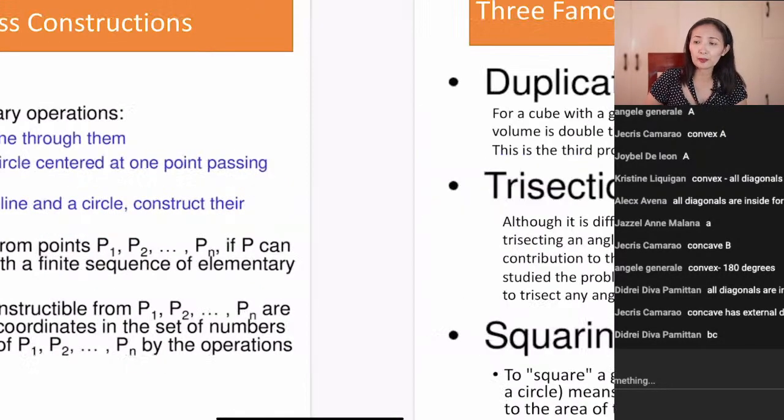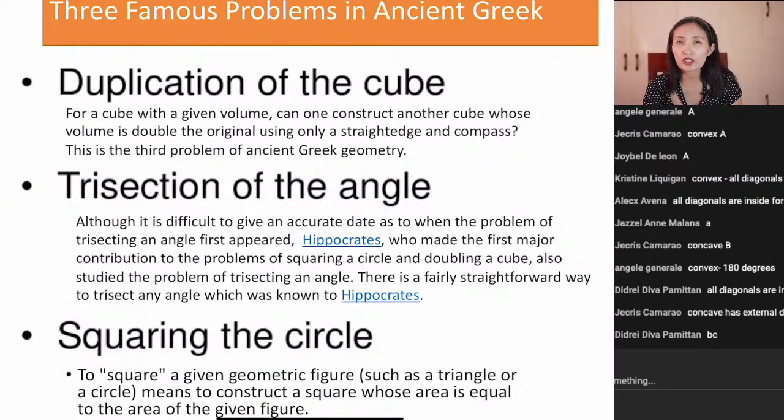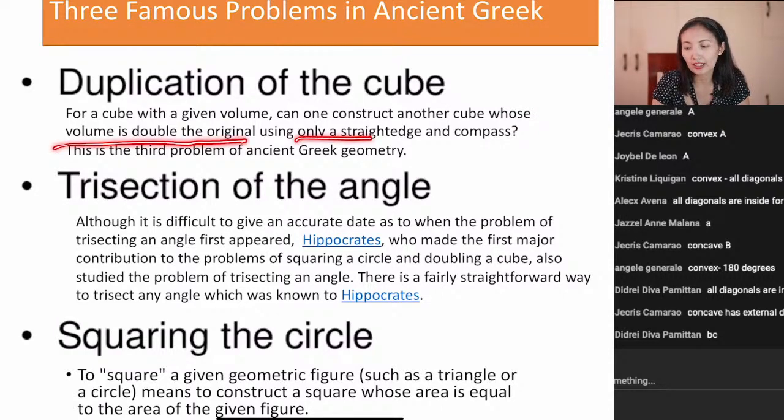Now, the 3 famous problems in ancient Greek geometry deal with duplicating the cube. What does it mean? For a cube with a given volume, can you construct another cube whose volume is double the original using only a straight edge and compass? Okay, so that's one problem, a famous problem in ancient Greek geometry.